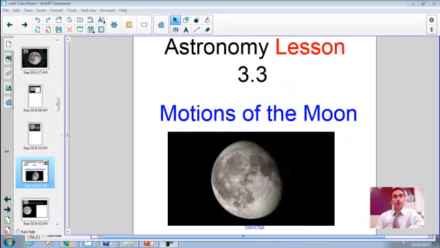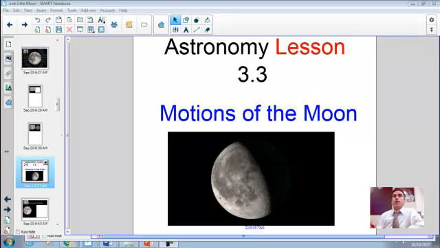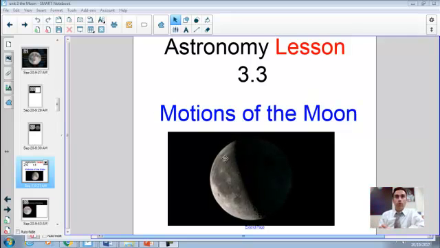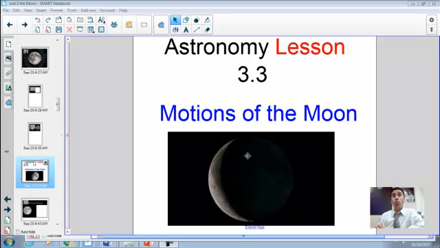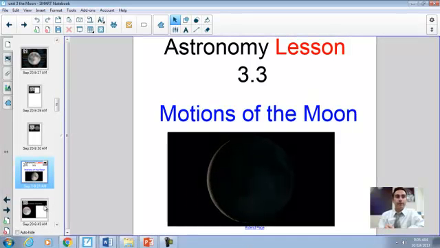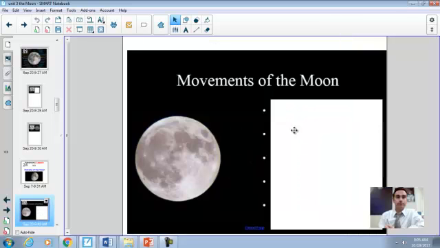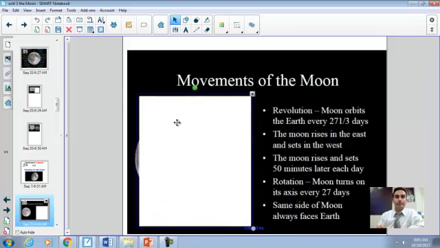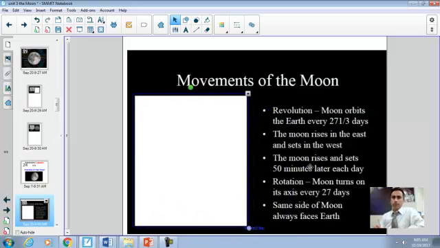All right. Welcome to Astronomy Lesson 3.3, Motions of the Moon. So let's get started here with some common movements that we're going to deal with. So first, revolution. So this is the moon orbiting the Earth. The moon rises in the east and sets in the west, just like the sun as well as our constellations. And the moon rises and sets 50 minutes later each day.